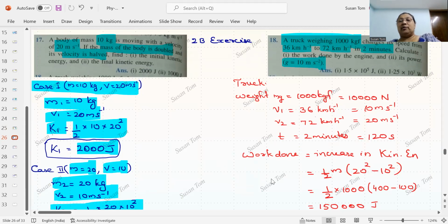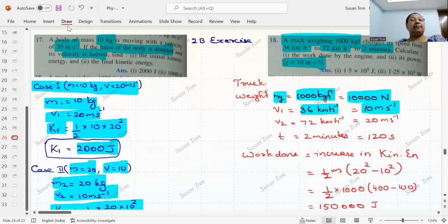There is no comparison, so you have to convert kilometer per hour into meter per second. Weight mg is 1000 kgf, which is equal to 1000 into 10, that is 10,000 Newton. Initial velocity 36 km per hour is equal to 10 meter per second.